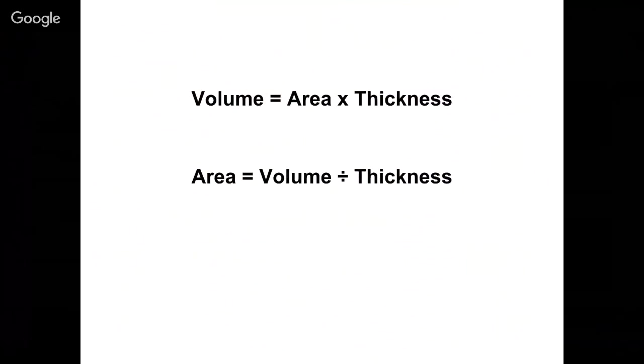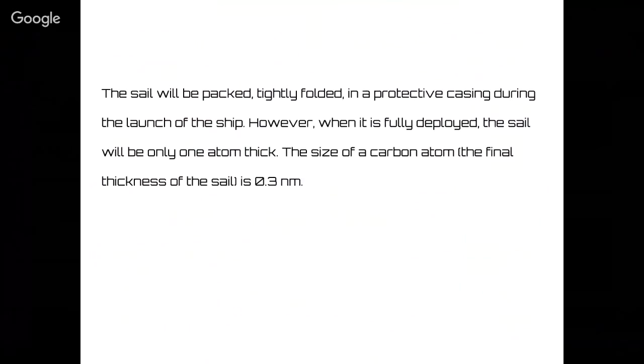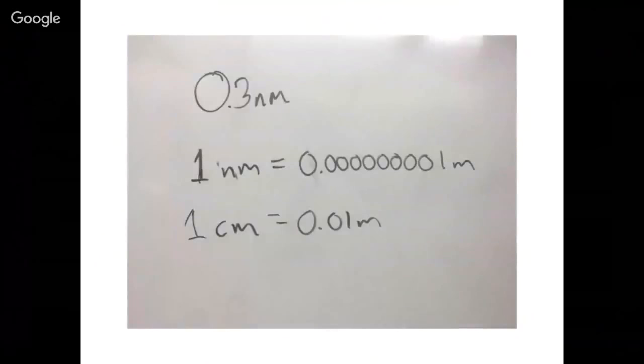Now, to find the area, we need to know the volume and the thickness, because volume is area times thickness, which means area is volume divided by thickness. So in order to do that, we have to go back to the description, which says down here at the end, the final thickness of the sail is 0.3 nanometers. Now, the data sheet asks for the thickness in centimeters. So we're going to need to convert that.